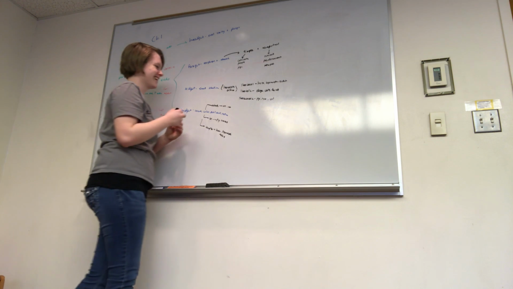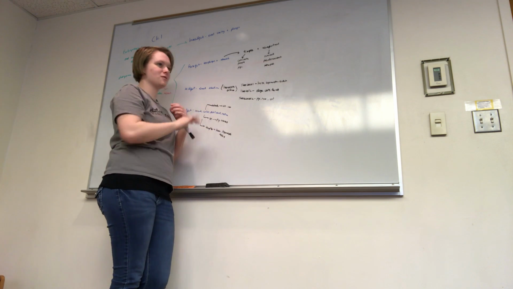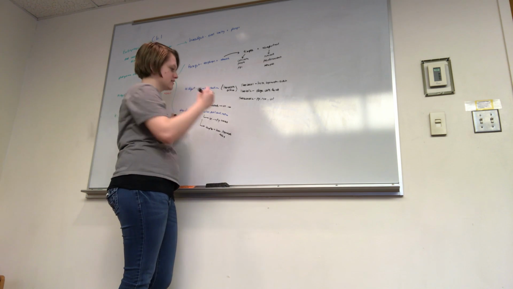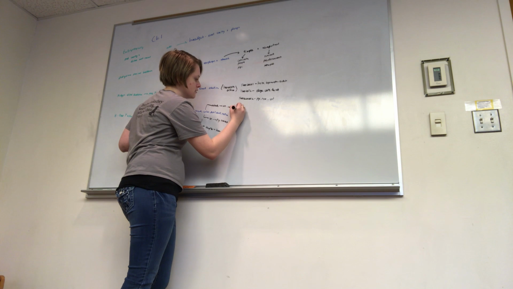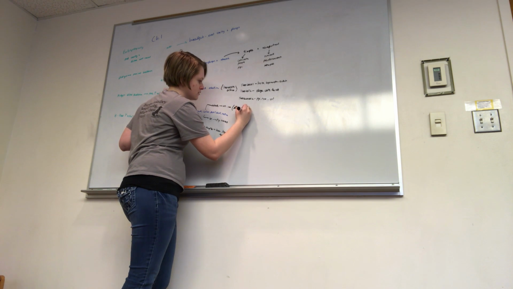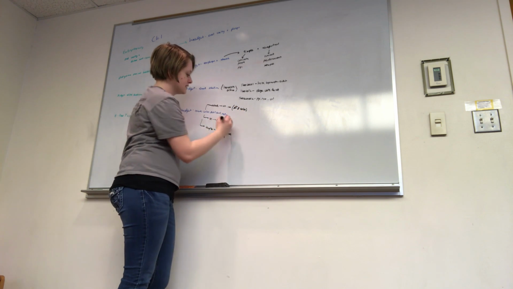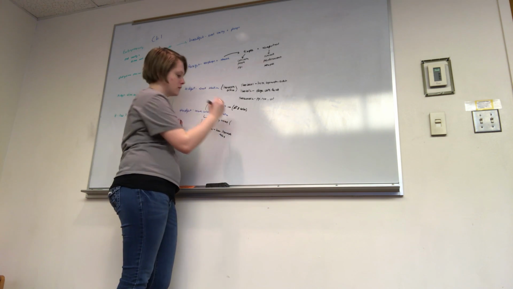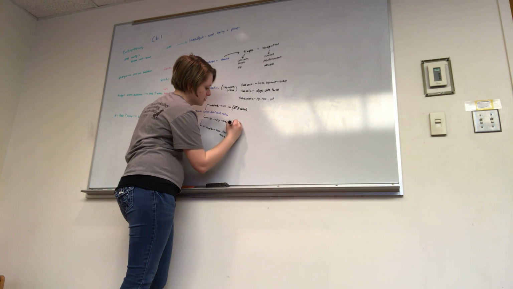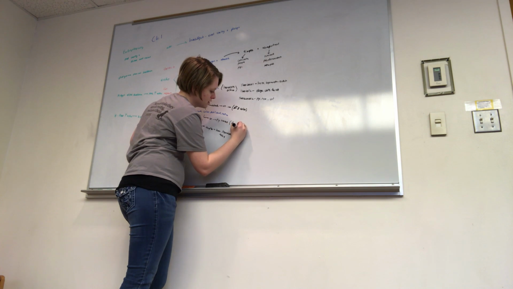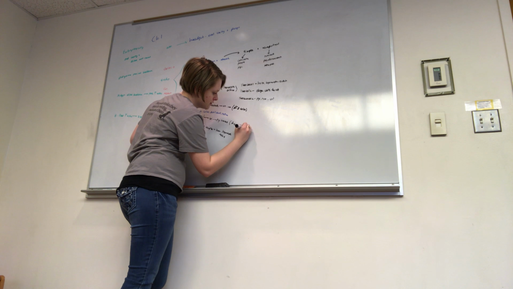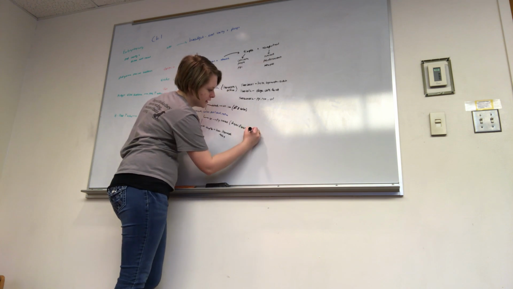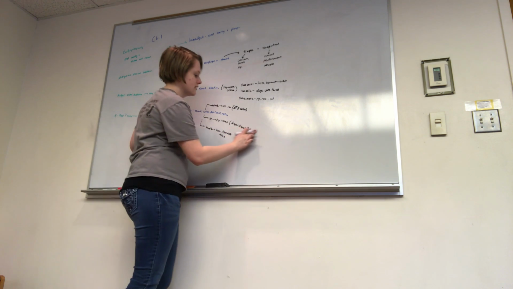Okay. So a simple colon, what is the order of the colon? Real easy. Ascending, transverse, and descending. Does that make sense? Okay, what about intermediate? Ascending, spiral, descending, transverse, distal descending.